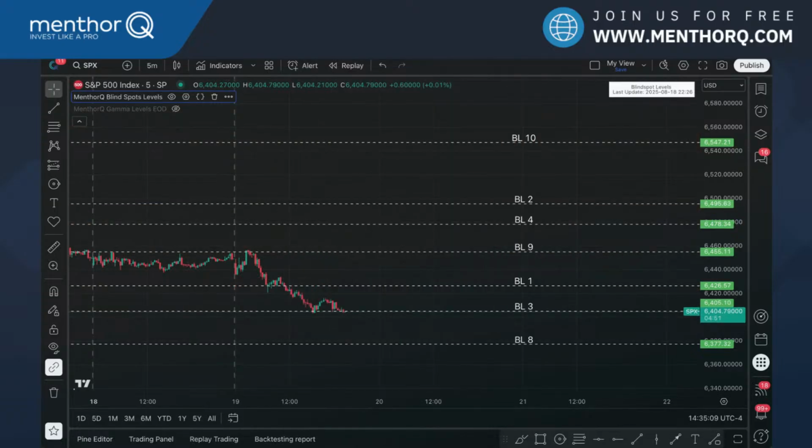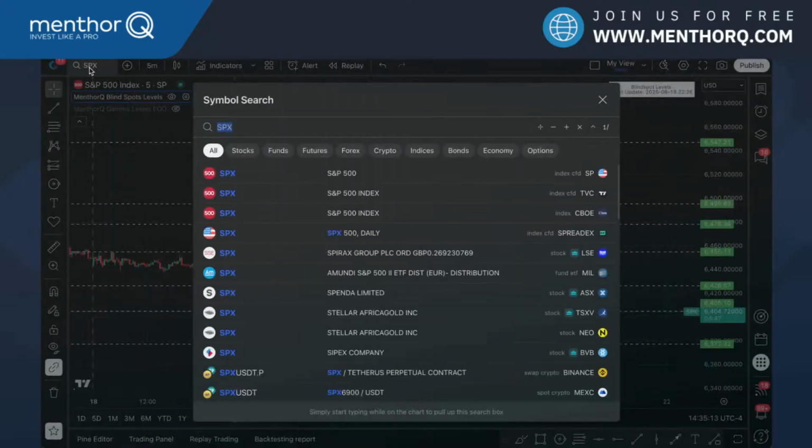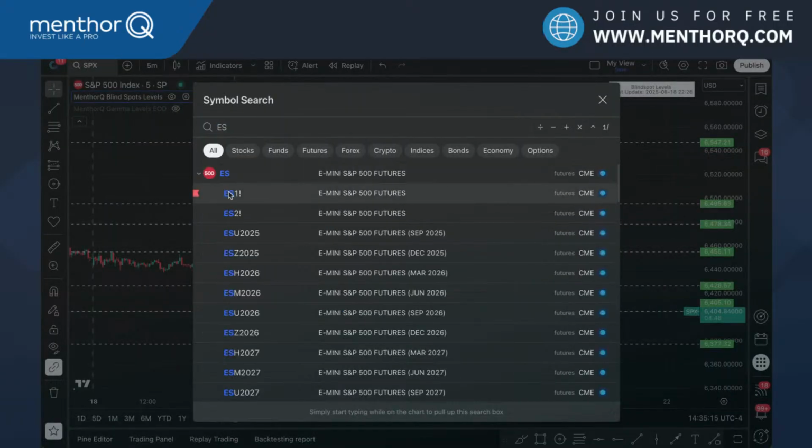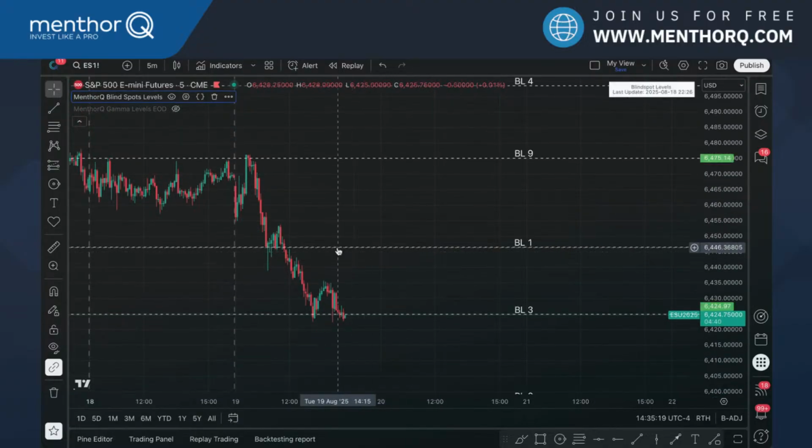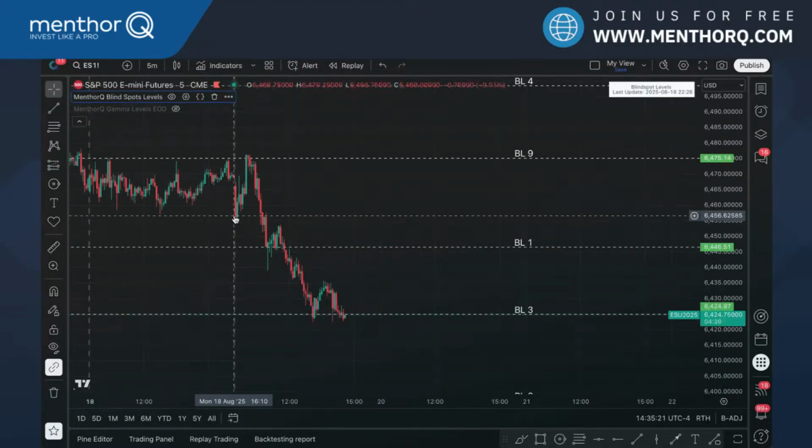So before we go into questions, let's look at some examples. Let's look at ES to start with. We're going to open our ES chart, and today was very interesting. The market moved up in the morning sharply and went all the way to this BL9 area.